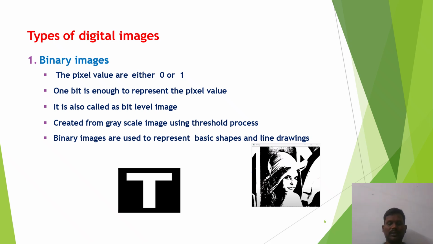The other image, which is a lady, is also shown here with two levels, which is one of the examples for a grayscale image.